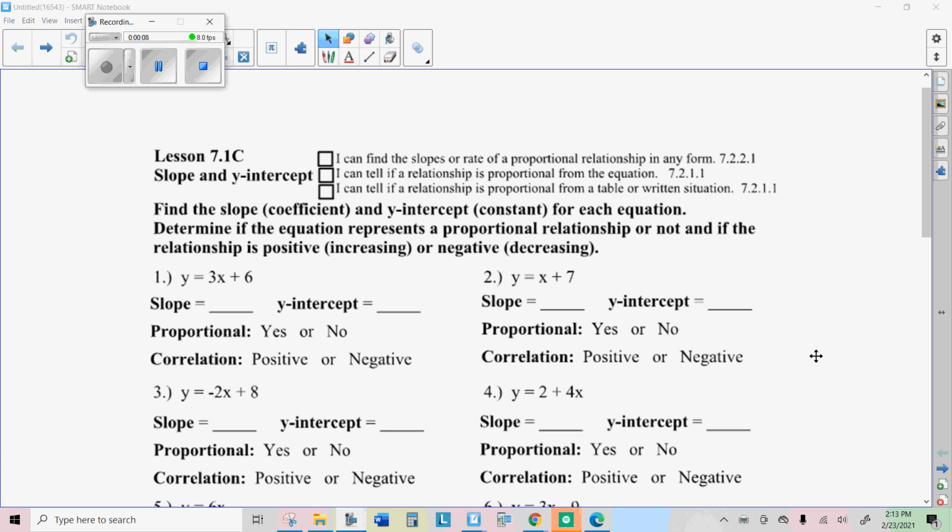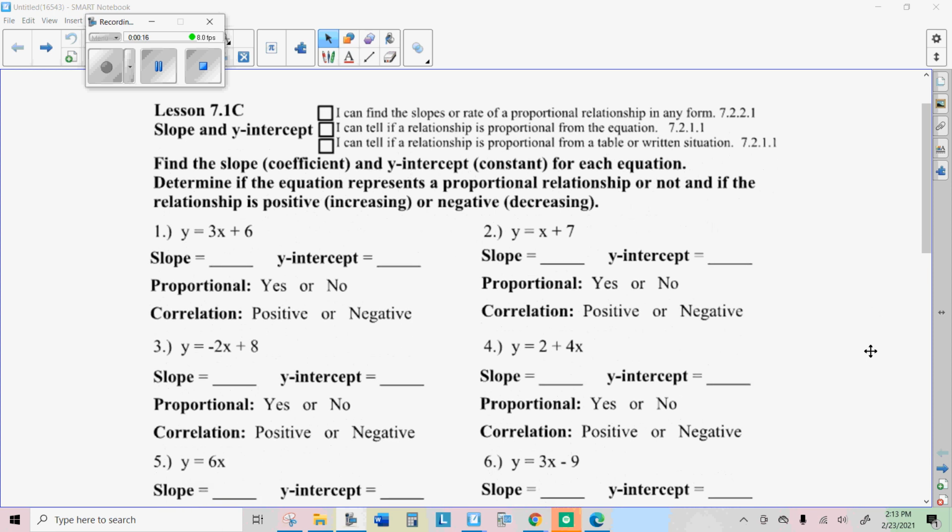It's Mr. Hermanson again. Today we are going to find the slope of the line with just the equation. We won't actually have the line, but the slope is actually part of the line. It's the coefficient of the equation, if you remember what that is. And the y-intercept is the constant for the equation. Okay? You can also use those to determine if the relationship is proportional or not. Okay, so let's do a couple.